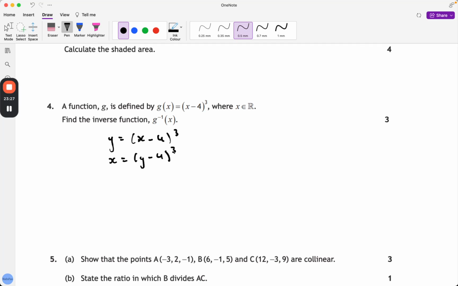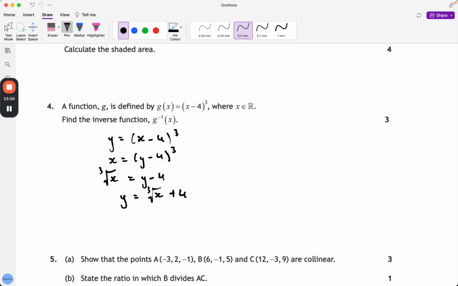So what I'm going to have to do is take the cube root of both sides to get rid of that cube. So I'm going to have the cube root of x is equal to y minus 4. And then I'm going to add 4 to both sides. So I'm going to get y equals the cube root of x, plus 4. So I've just moved the y over to the other side as well, because it's generally nice to write it y equals something. But I've just added 4 to both sides there.